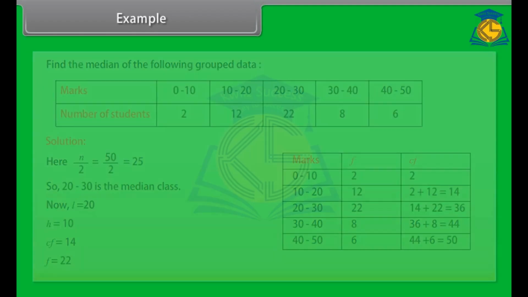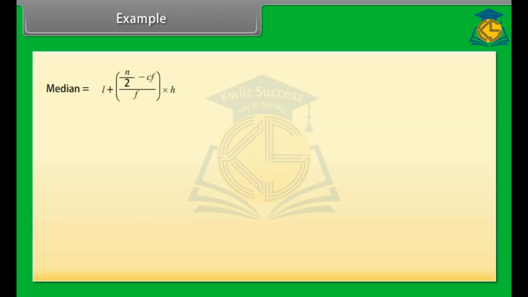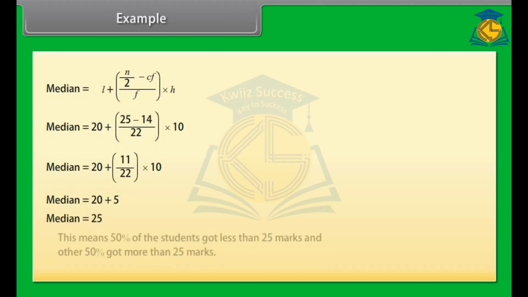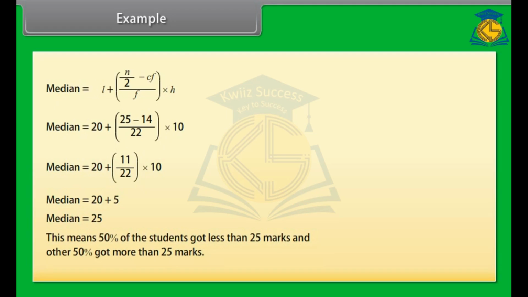And then we calculate the median using the formula given below. L plus ((n by 2 minus CF) divided by F) multiplied by H. Median equals 20 plus (25 minus 14) by 22 into 10. 20 plus 11 by 22 into 10. Median is equal to 20 plus 5, which equals 25. This means 50% of the students got less than 25 marks and the other 50% got more than 25 marks.